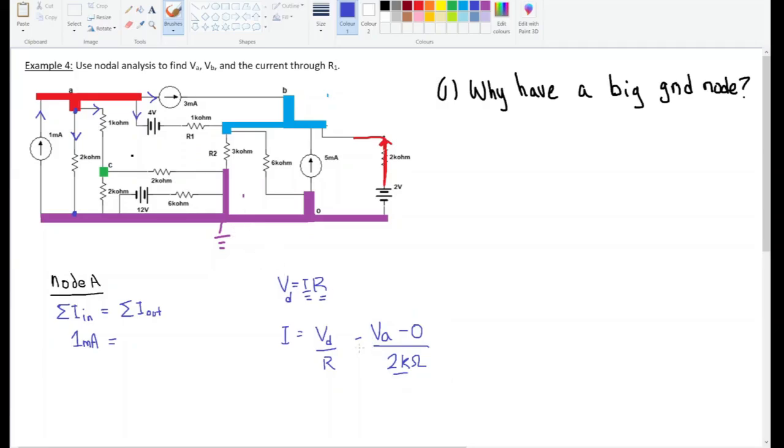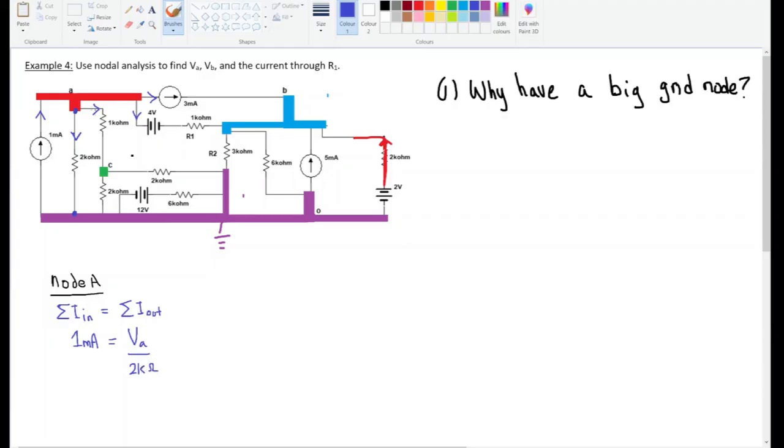And sorry, this is a little confusing. I should have put an equal sign here. Okay, so the voltage drop is equal to VA minus 0, and the resistance is equal to 2 kilo ohms. Okay, so all right, so when we're listing all the currents moving out, the first current that's moving out is going to equal VA over 2 kilo ohms.